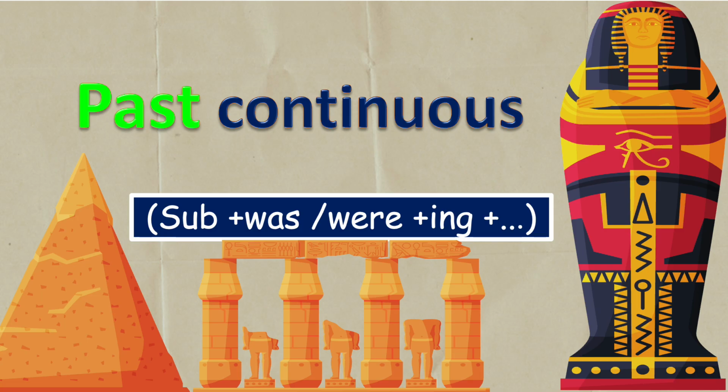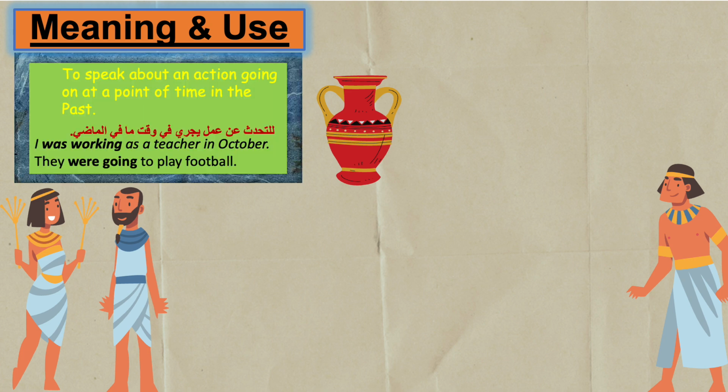Past continuous. Meaning and use. We use past continuous to speak about an action going on at a point of time in the past. I was working as a teacher in October. They were going to play football.